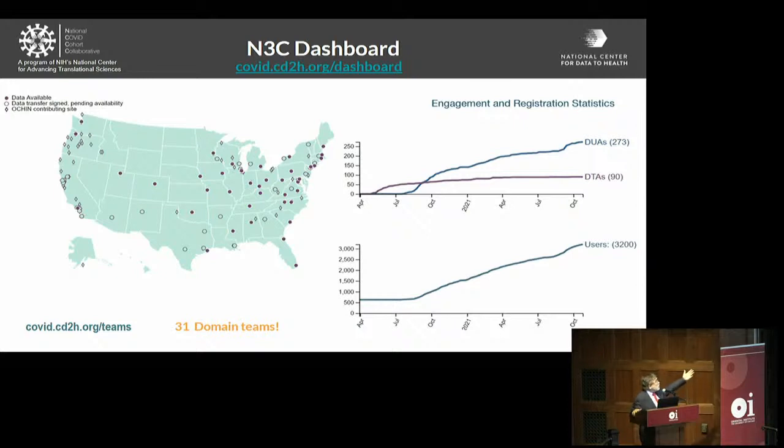If you go to the dashboard page, you'll also see the dynamic output of our publications. The publications obviously were a trickle in the beginning, but we're in the 30 to 40 club right now, which isn't bad for a resource that's only existed for 18 months and started hitting the ground at 0. 31 domain teams.